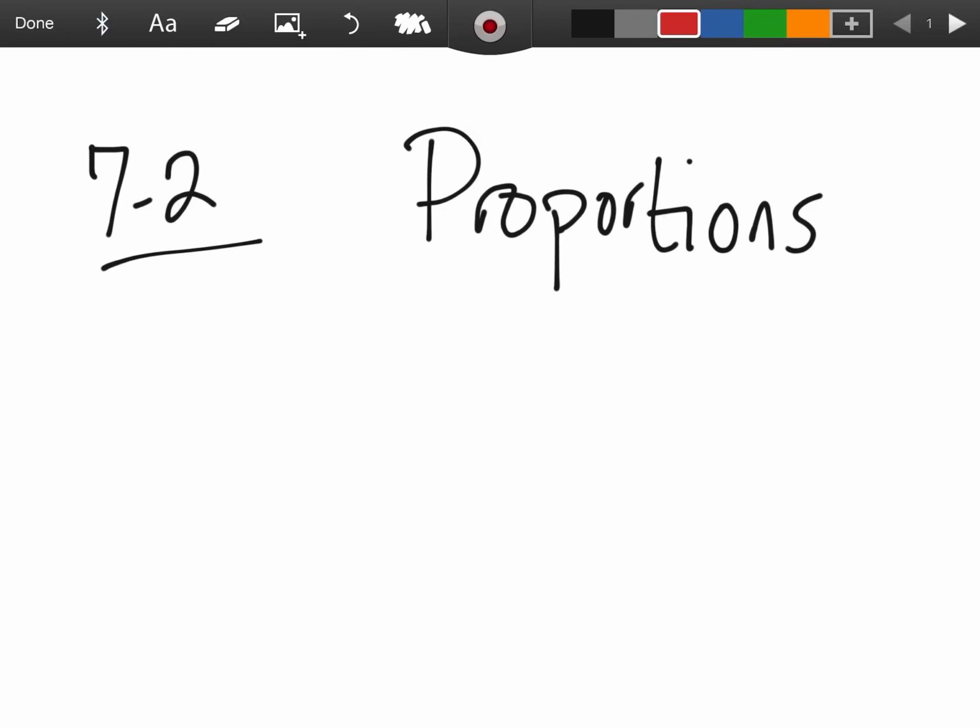All right, hello and welcome. This next section, section 7.2, is proportions.